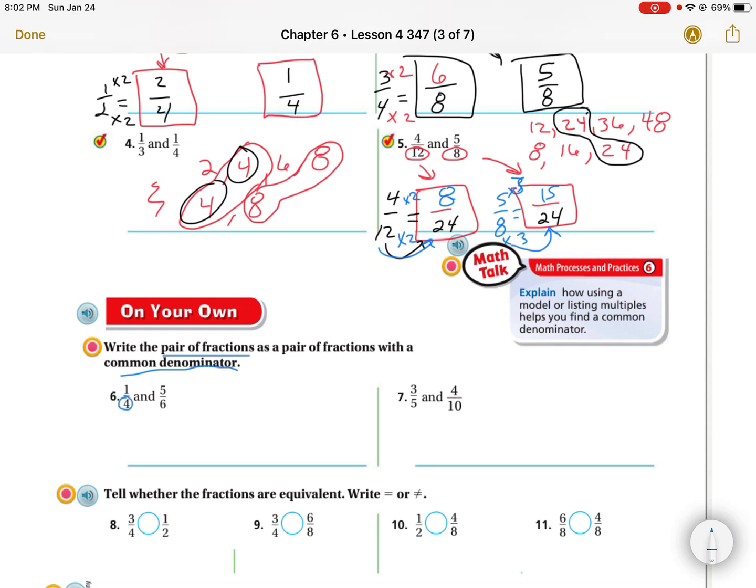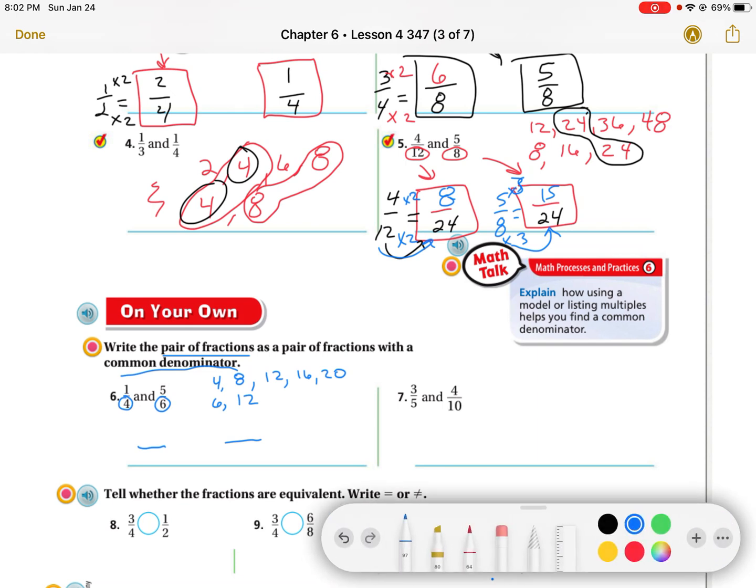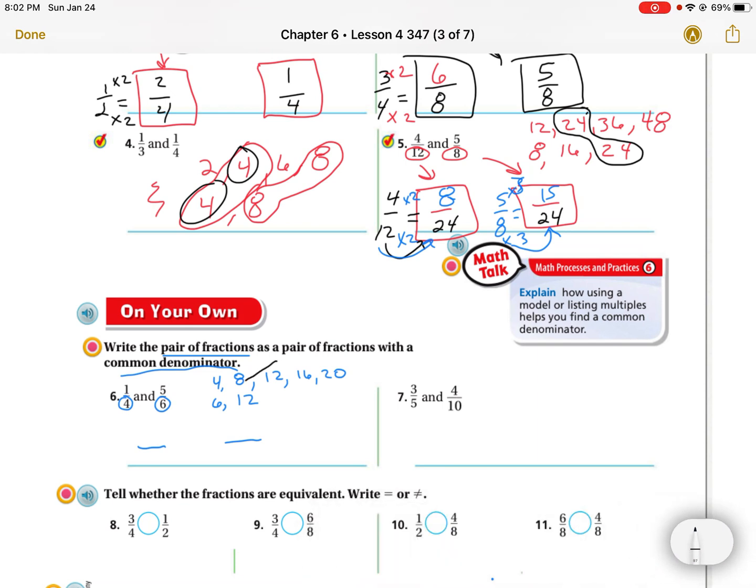So again, 4ths and 6ths. I'm going to count by 4, I'm going to count by 6. The first number I land on is going to be my new denominator. 4, 8, 12, 16, 20. Do a couple. Now do my 6s. 6, 12. I'm done. I have a match. Ding, ding, ding, ding. 12's my match. 12 is my new denominator.